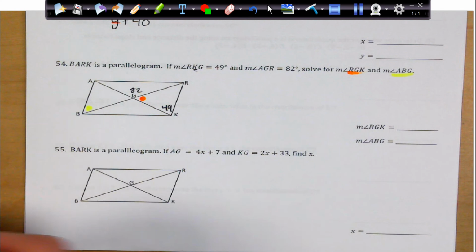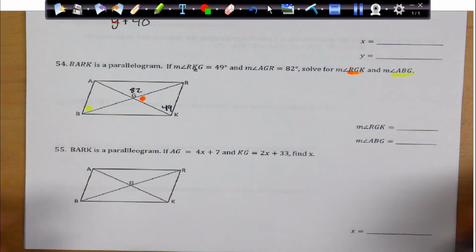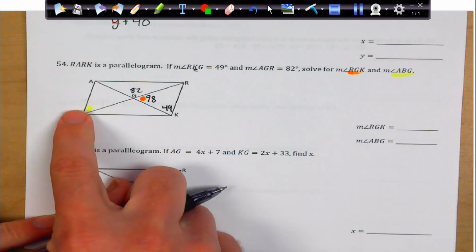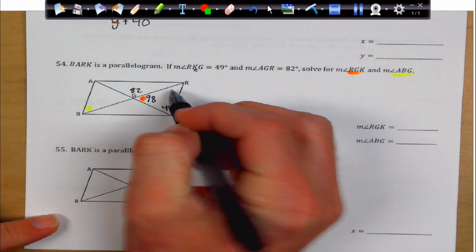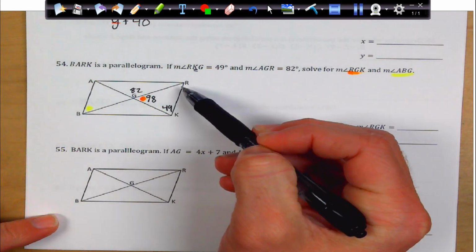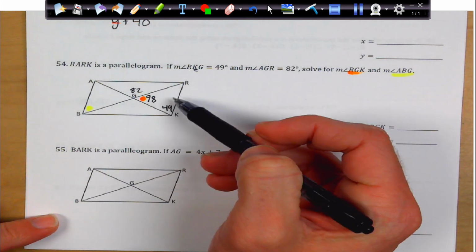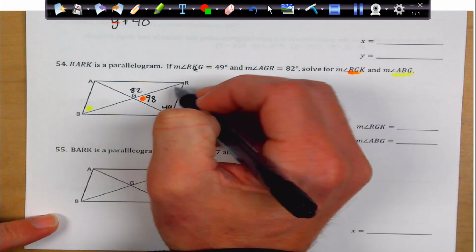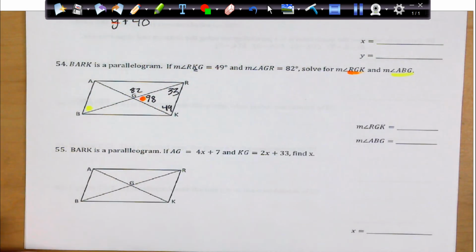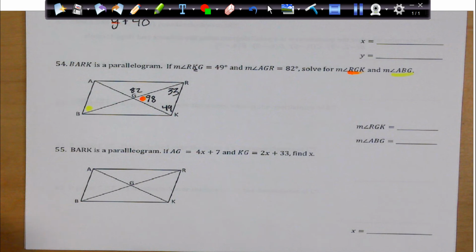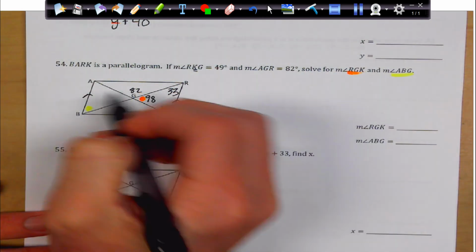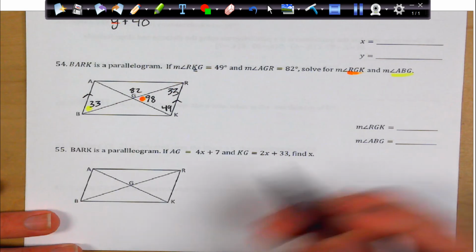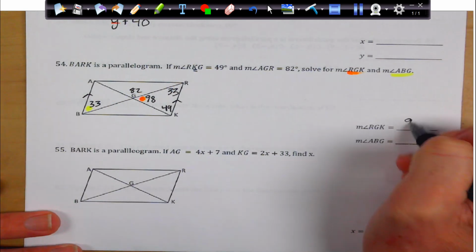Now, really easy to solve for this piece because they're a linear pair, so that's going to be 98. And then I want to find this guy, which we can't find exactly right away, but I can find this angle here because these three are a triangle, and so we could add them up and subtract from 180. So adding these two, subtracting from 180, I'm left over with 33 degrees. And then remember, we have parallel lines because opposite sides are parallel. So if this is 33, this is also 33 by alternate interior angles. So we get 98 and 33.